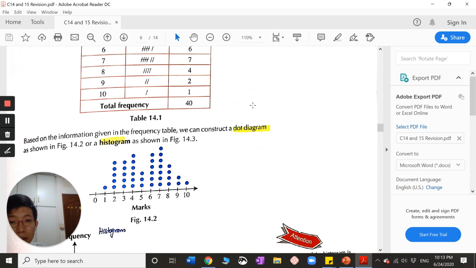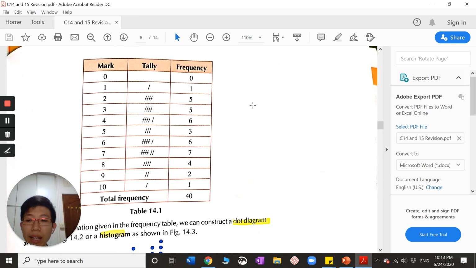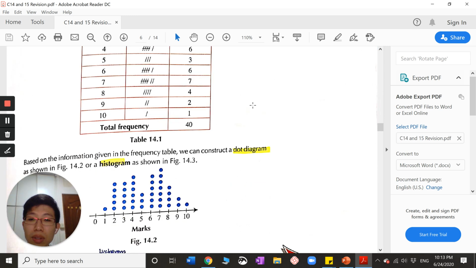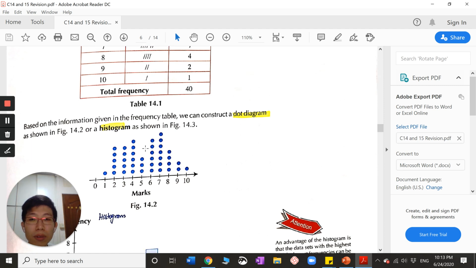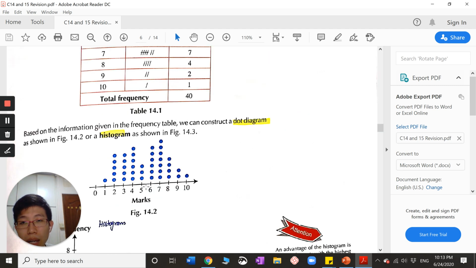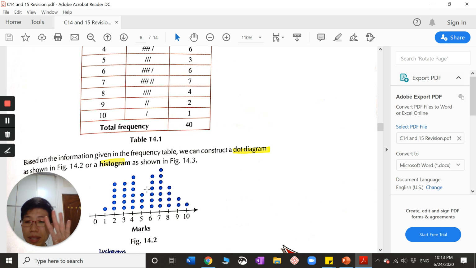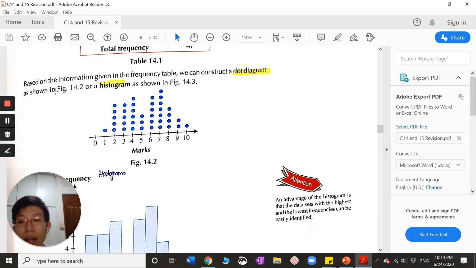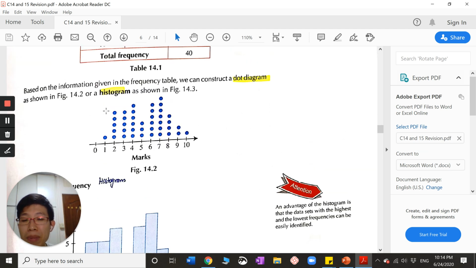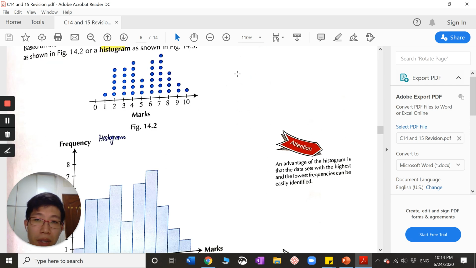Sometimes you're also required to, given a frequency table, use it to draw a dot diagram or histogram. So you can use this data to transfer to another form of representation. Because all these representations, dot diagram, histogram, stem and leaf diagram, and another histogram, are just different ways of representing data, so that it'll be easier for the reader to read.